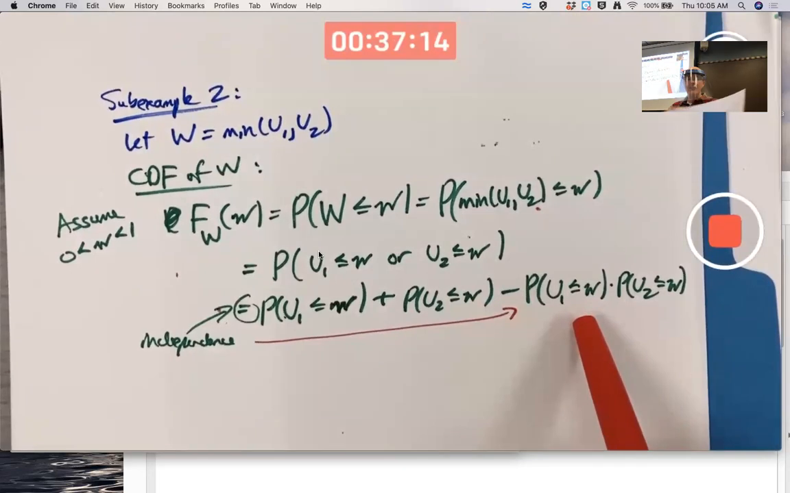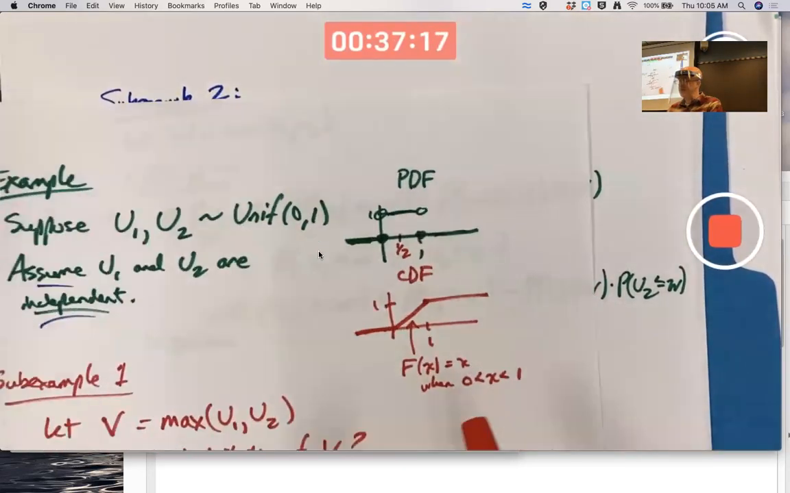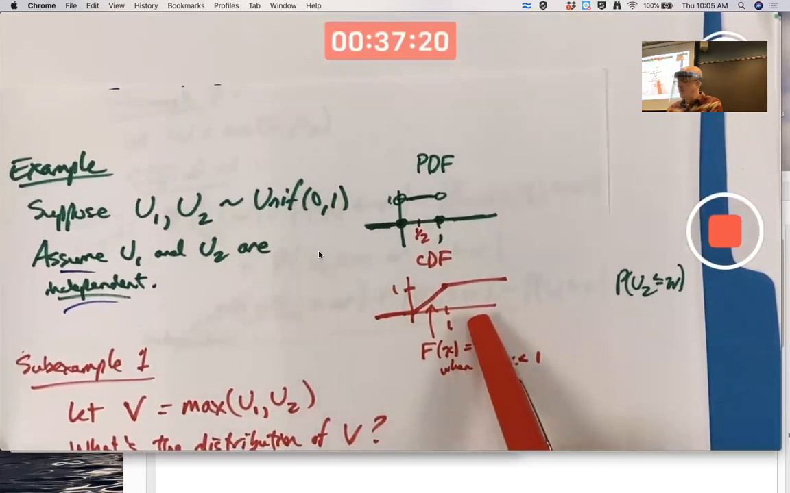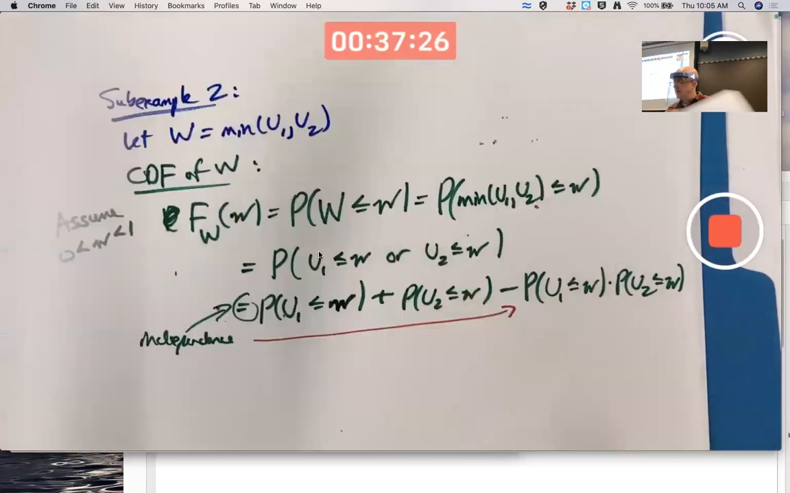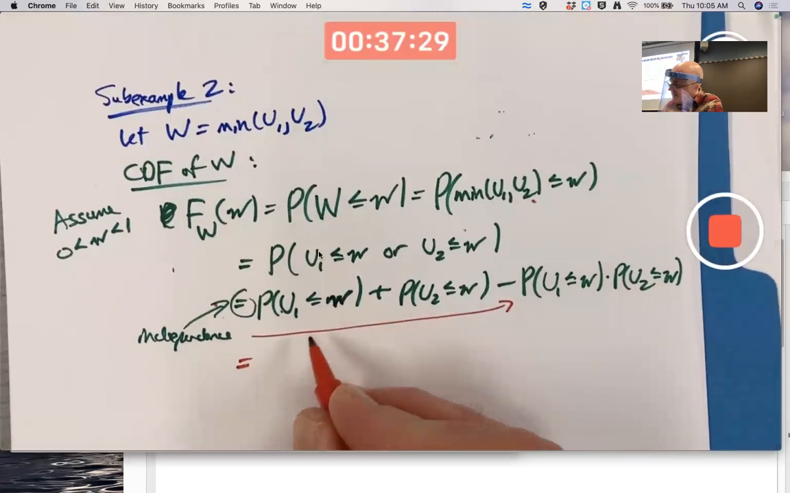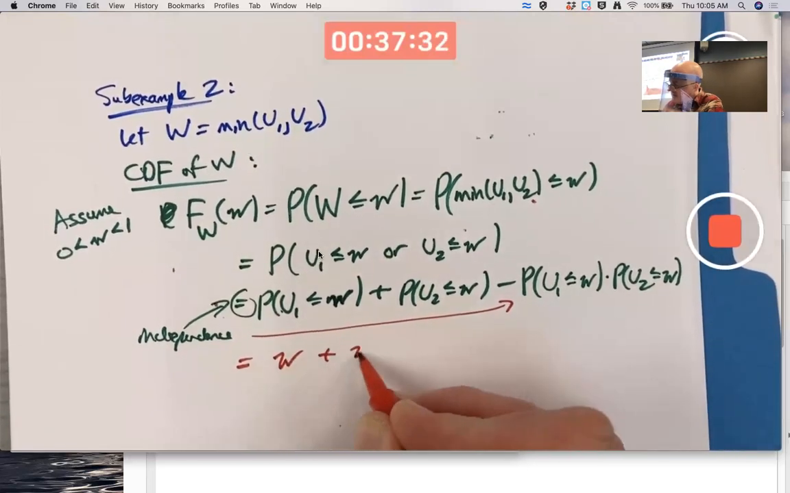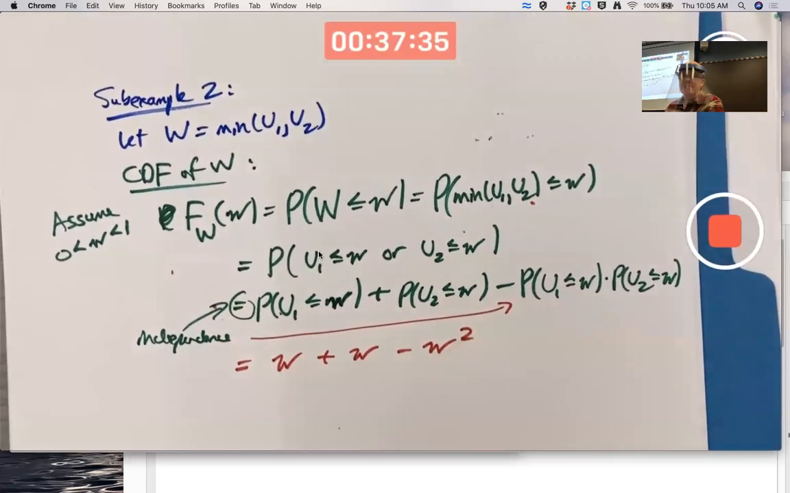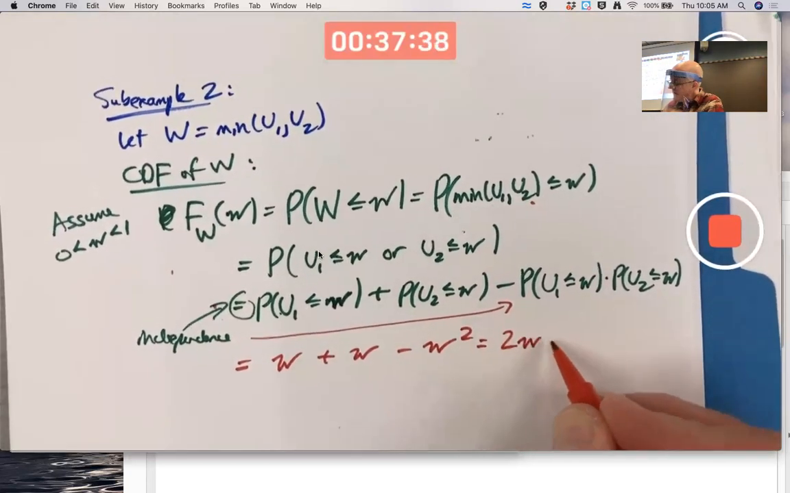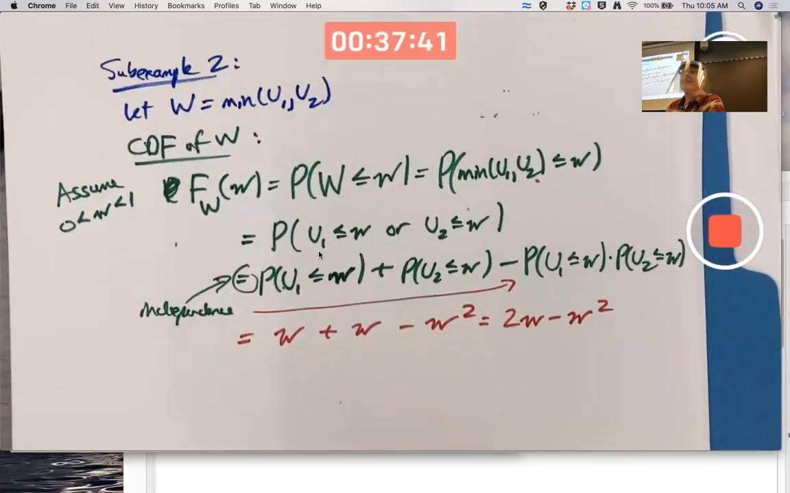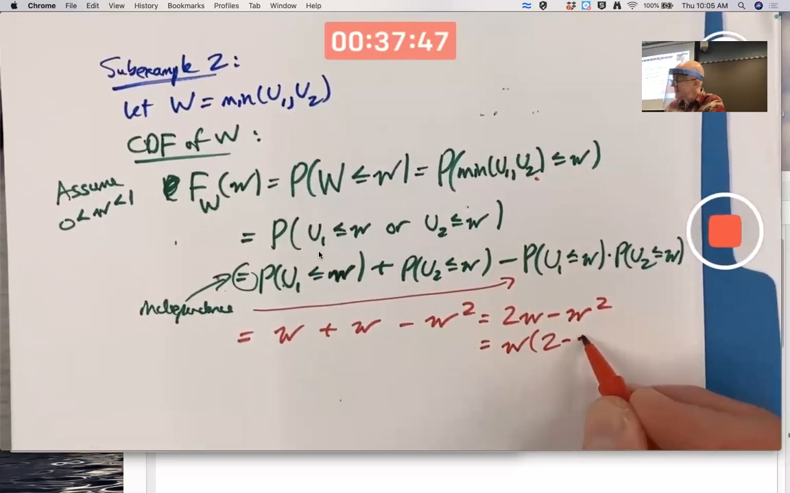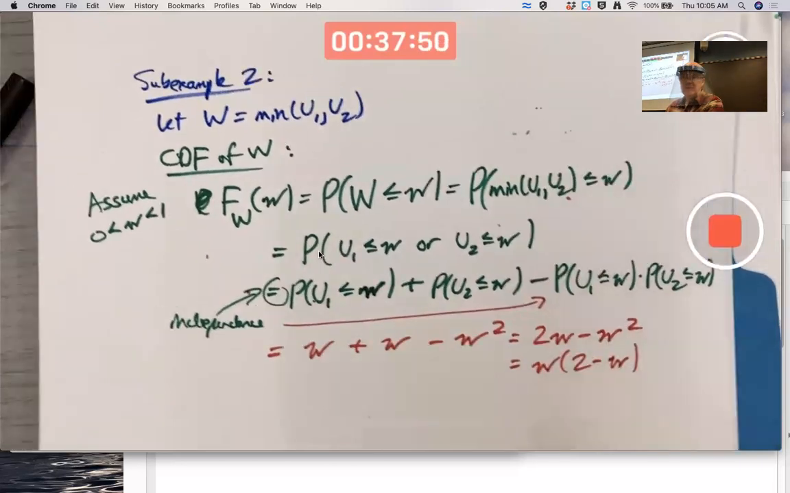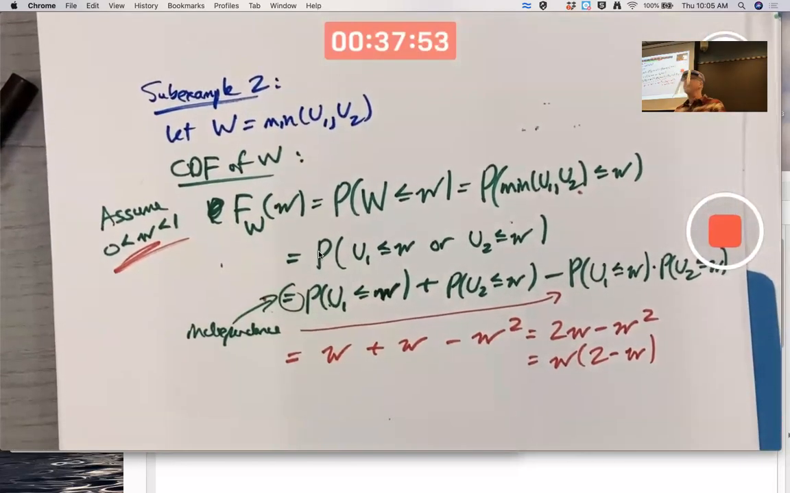Once again, the CDF of a uniform looks like that, and between 0 and 1, its output equals its input. Therefore, this should be W plus W minus W squared: 2W minus W squared. Also the same as W times in parentheses 2 minus W, when W is between 0 and 1. Not elsewhere.